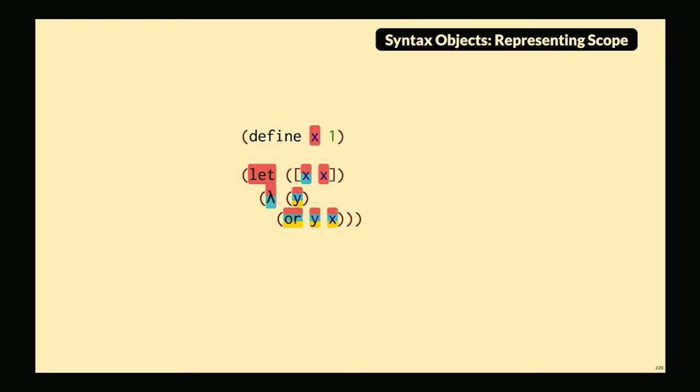No, this X was not in the input. If they had copied this X over and put it here, then yes, you wouldn't put green. But they made a new X, and they put that here, so that's why it got a green. It's a new X. It's a different X.